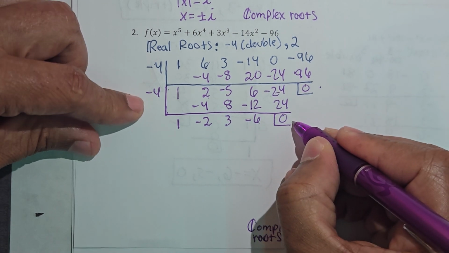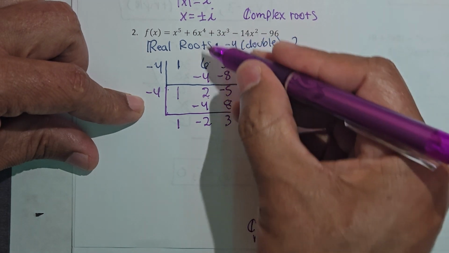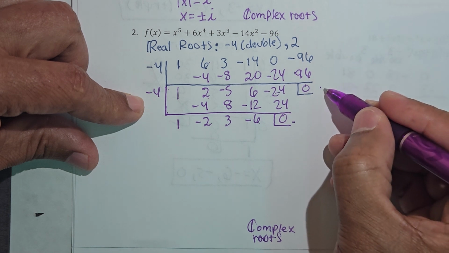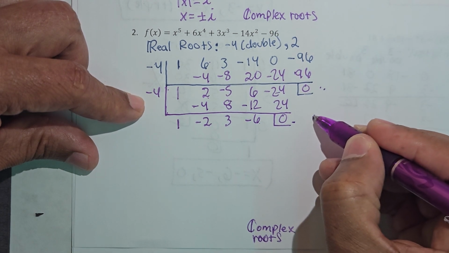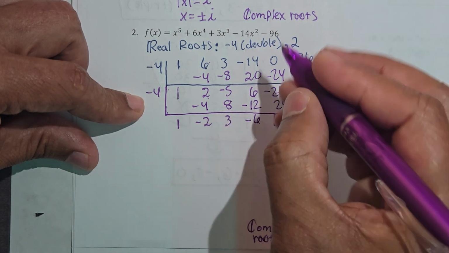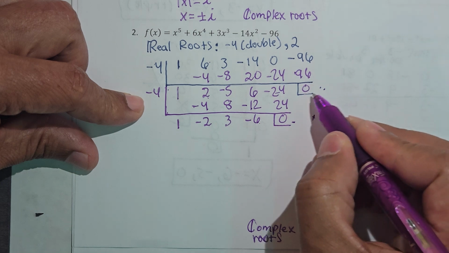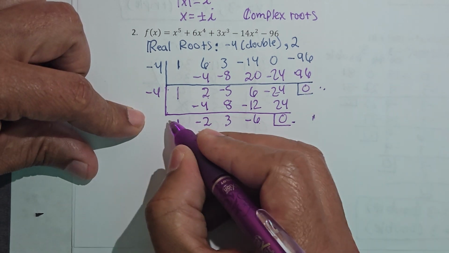So this is the third degree, right? No, this is the fifth. I'm getting messed up here. So anyways, let's see. This is the fifth degree, the fourth degree, the third degree. So this is the third degree.